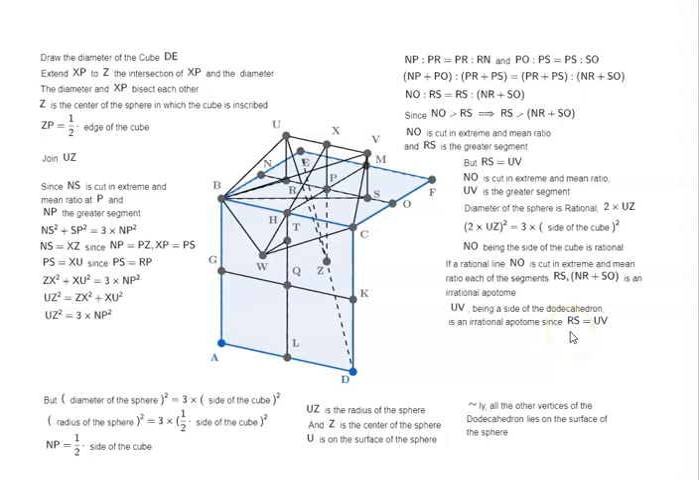So we have shown how to construct a dodecahedron made up of 12 equilateral equiangular pentagons, each pentagon lying in the same plane, and how this dodecahedron can be visualized in a given sphere. And we have shown that the side of the dodecahedron is an irrational straight line called an apotome. So that is proposition number 17 of book 13 of Euclid's Elements.